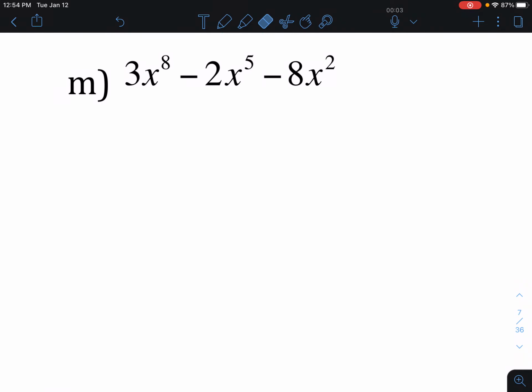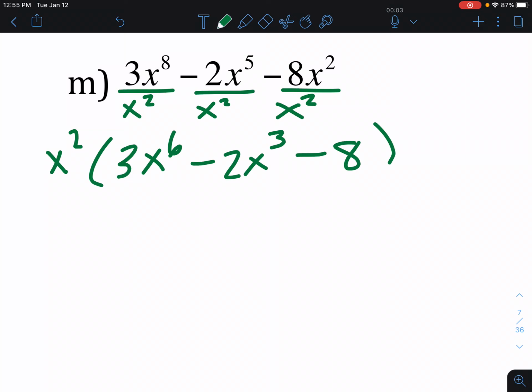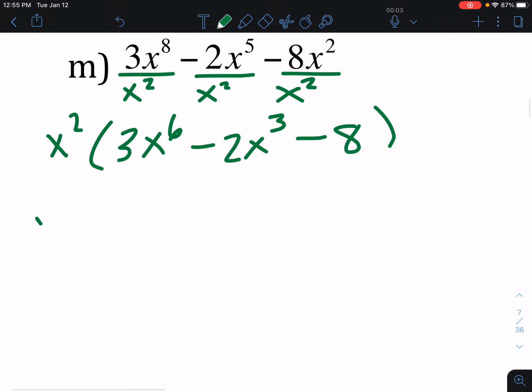GCF, 3, 2, 8, nothing there. The x's are common. Let's go with an x to the second, and then divide by x to the second. To have 3x to the sixth minus 2x to the third minus 8. This is actually the beginning of the problem's not challenging, but after that, this problem is extremely challenging.